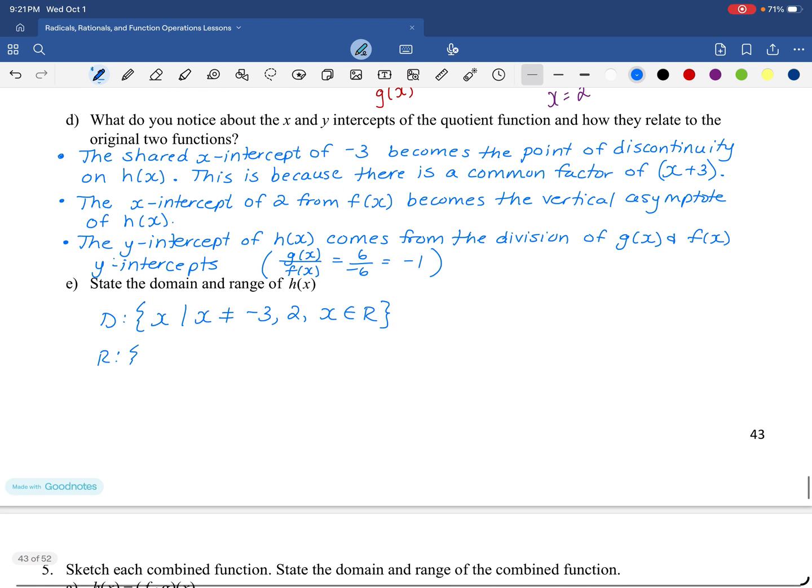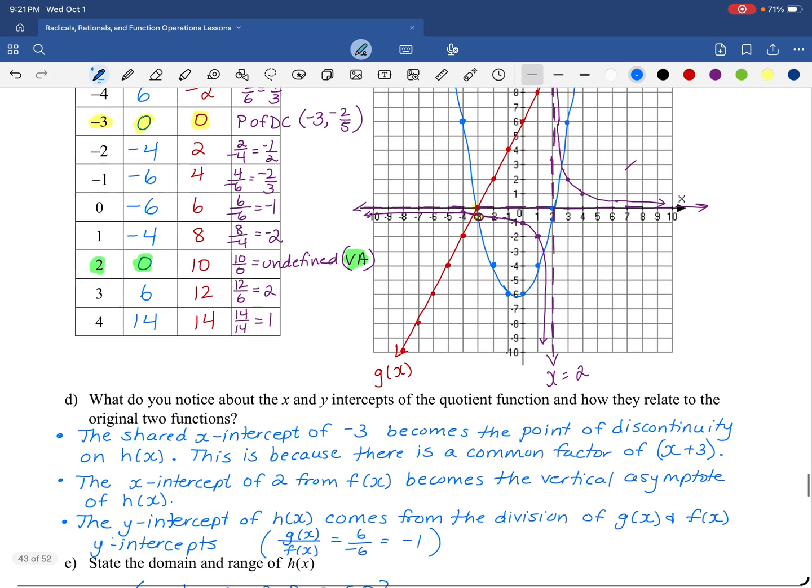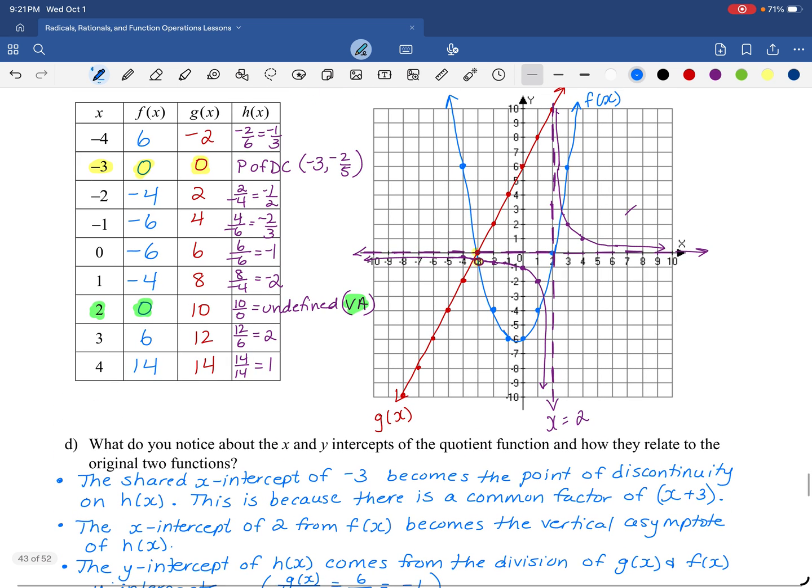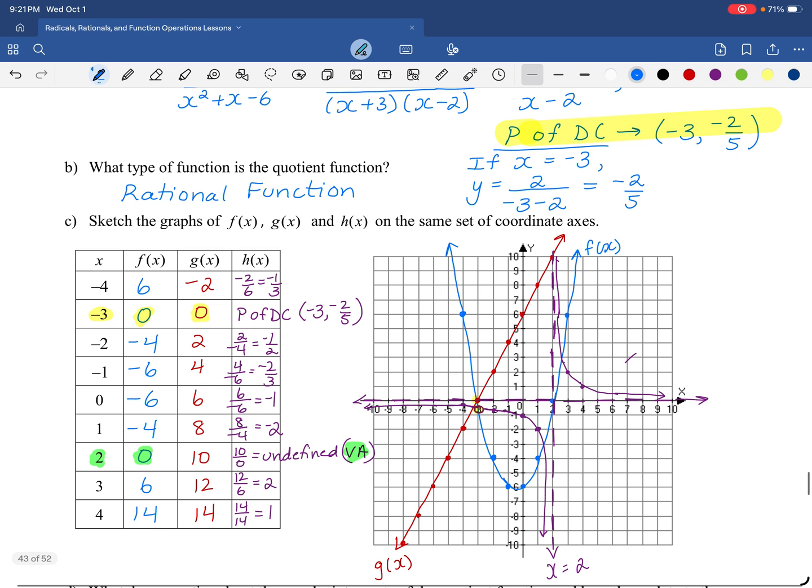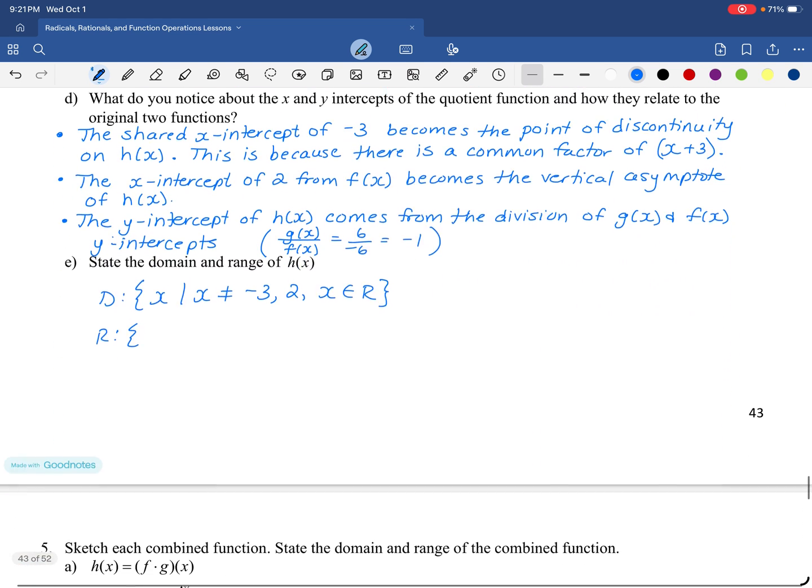Okay, and what about the range? So the range, we can take a peek at the picture. So we definitely had that restriction on the horizontal asymptote, so y cannot be 0. But then you also had that restriction on that discontinuity. That was your y value of negative 2/5. So there's two y values that we need to avoid.